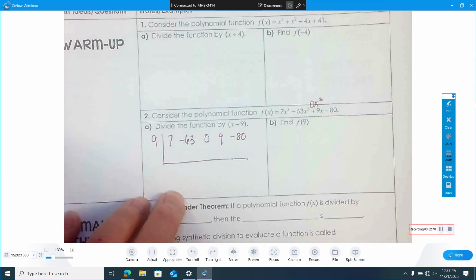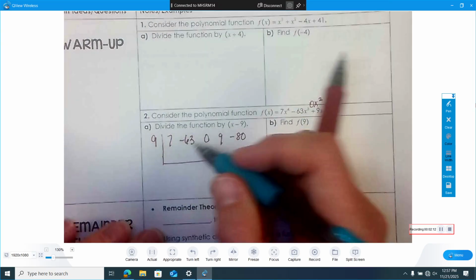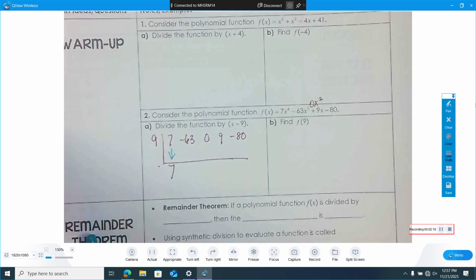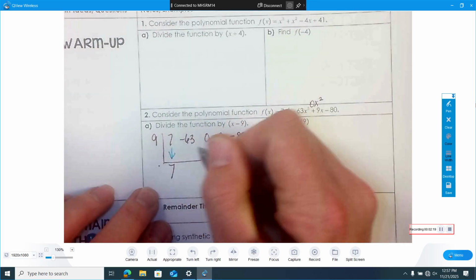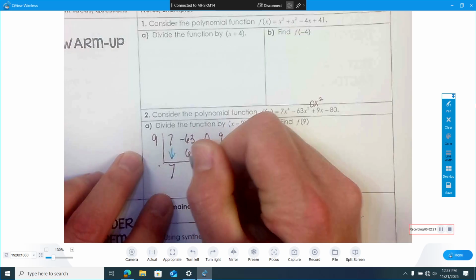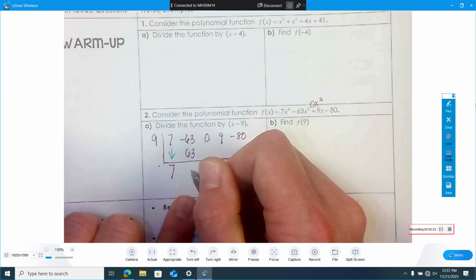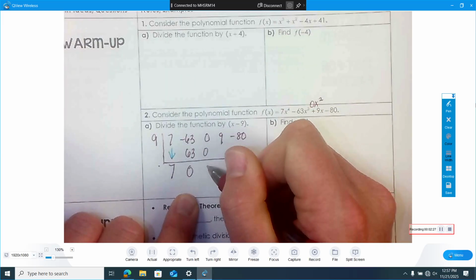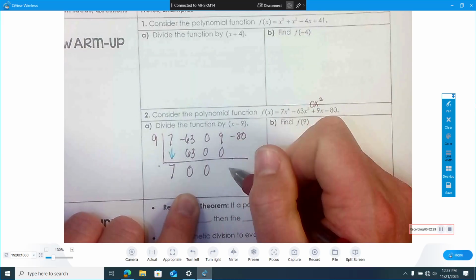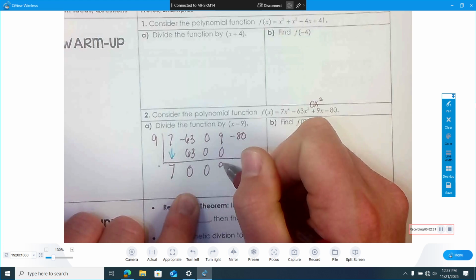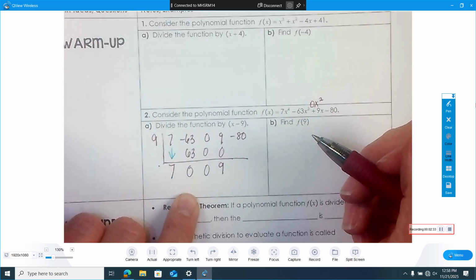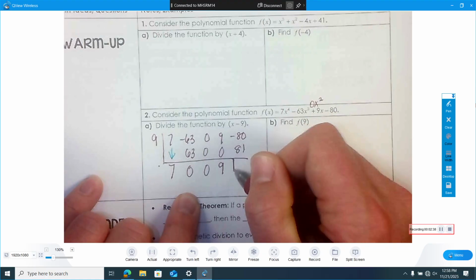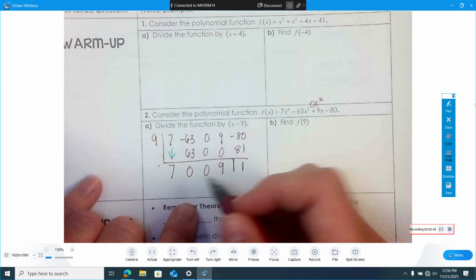All right. We are going to bring down the 7 and then multiply. What do we get? 63 and combine. 0 and multiply 0 and combine we get 0. Multiply we get 0. Combine we get 9. Multiply we get, and combine we get a remainder of 1.